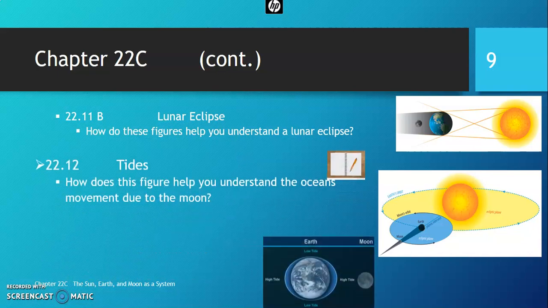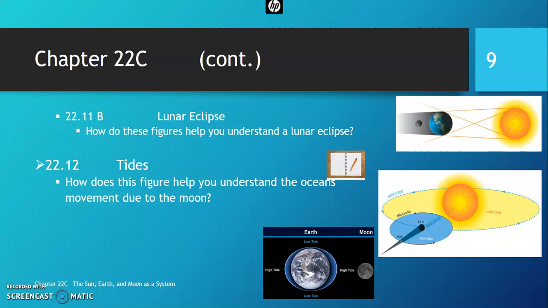Okay, welcome back. All right, moving on to tides, 22.12. How does this figure down here help you understand tides? So here's your Earth, here's your moon. You've got high tides. Looks like they're in line with the moon, doesn't it? And low tides look like they are at 90 degrees to the moon.